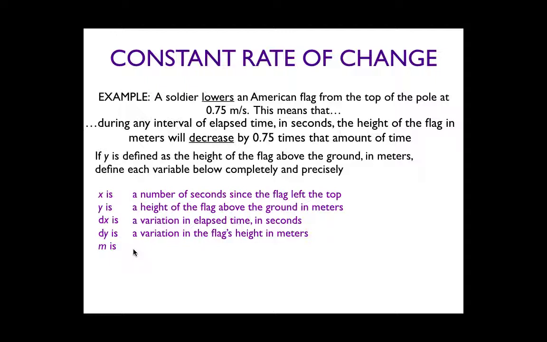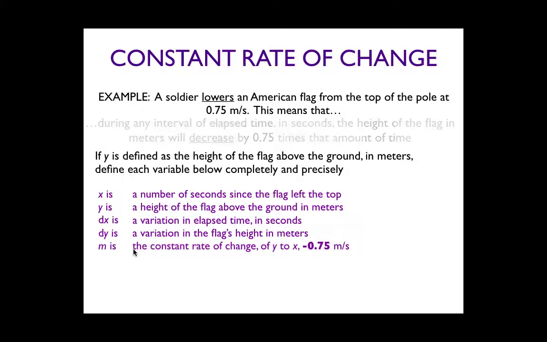But m here is this constant rate of change of y to x. So the constant rate of change of the height of the flag relative to time going by. We could say it's the speed at which the flag is being lowered, this constant speed, the constant rate at which it's being lowered. There's a lot of different phrases you can use. There's not like one right set of words that you have to use or else.